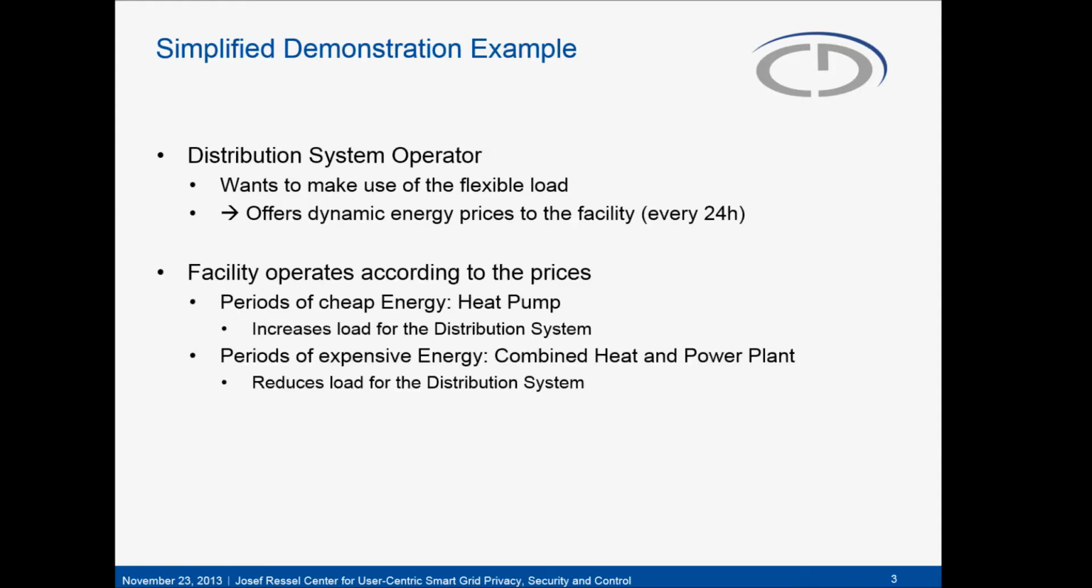This means, during periods of cheap energy, the heat pump will be activated, which increases the load for the distribution system. And during periods of expensive energy, the combined heat and power plant will be used for the generation of heat, which reduces the load for the distribution system. Okay, with this rough description of the simplified demonstration example, we can set up a model and begin the use case analysis task.